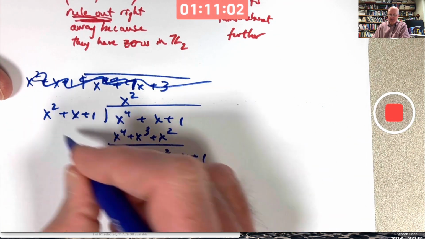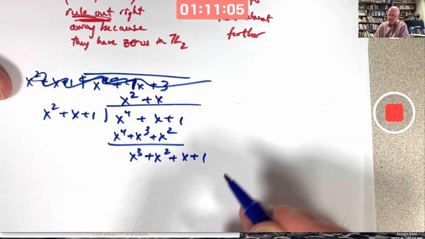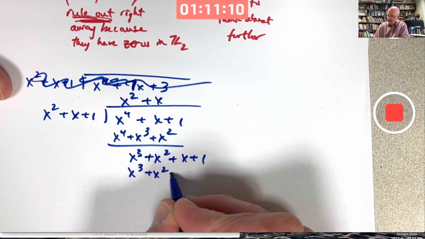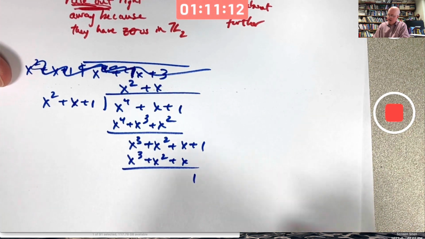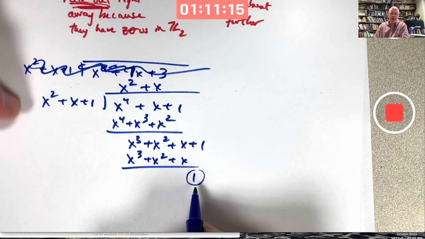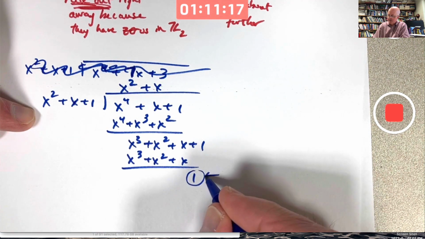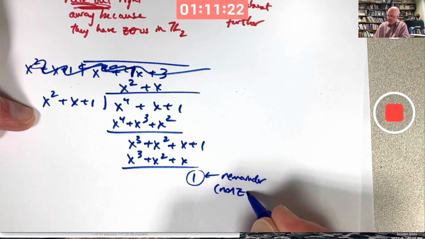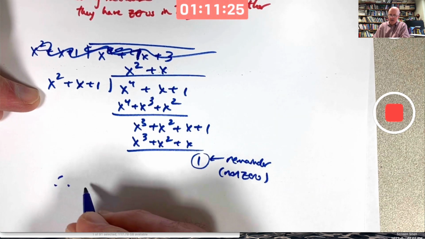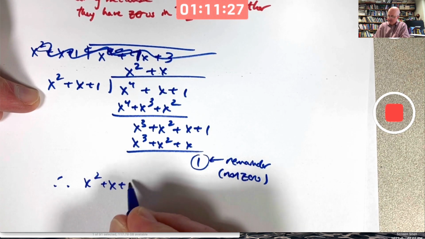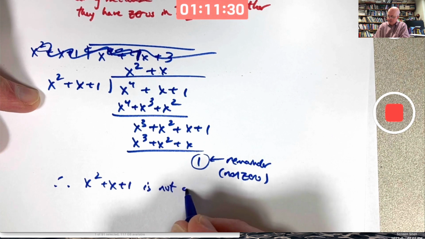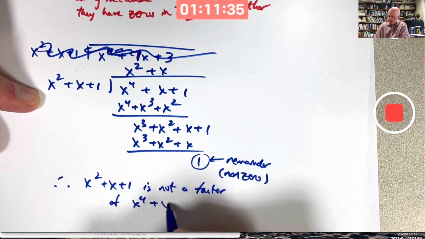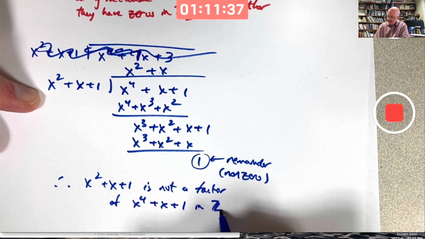What do I multiply x squared by to get x cubed? I multiply it by x. Now multiply times every term. Subtract. I'm down to that thing that has a lower degree than this. This is the remainder. It's non-zero, and that's the important thing, the fact that it's non-zero. Therefore, x squared plus x plus 1 is not a factor of x to the fourth plus x plus 1 in Z2[x].